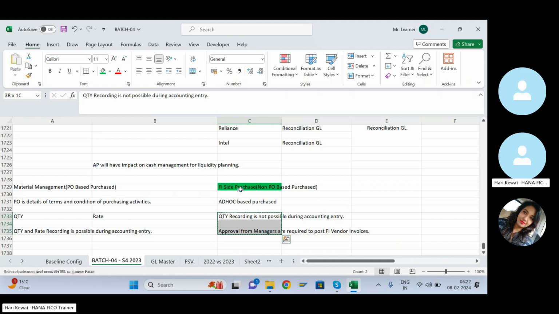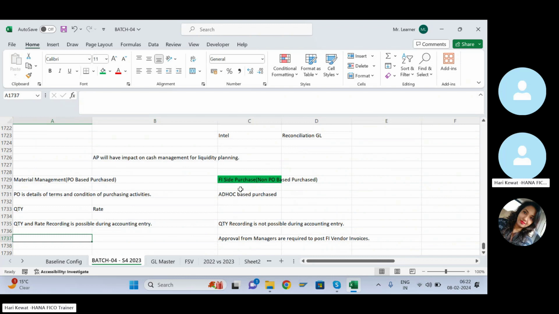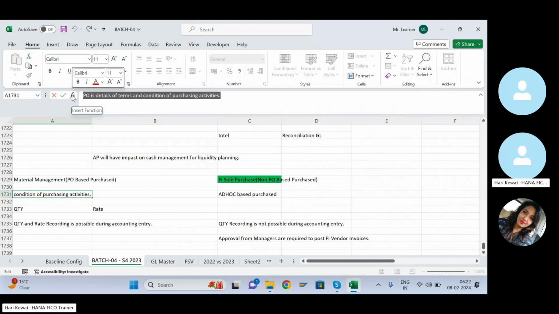Let me put it this way. But on the PO side, it is not required. If you're purchasing from the material management side, during the invoice posting time, it is not required. Why is it not required? Because in the PO itself, every discussion between your managers, your vendors, your finance chief, everybody has already agreed. They have already discussed and everything is already approved at the PO time itself. At purchase order creation time itself, everything is approved.